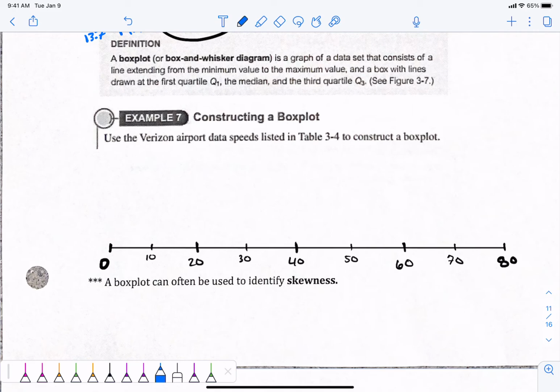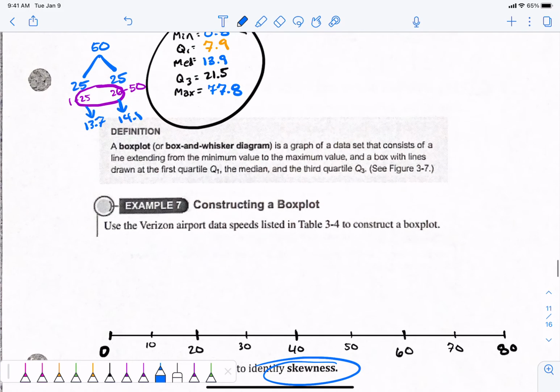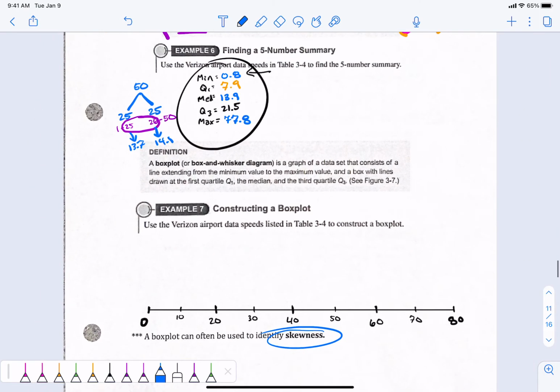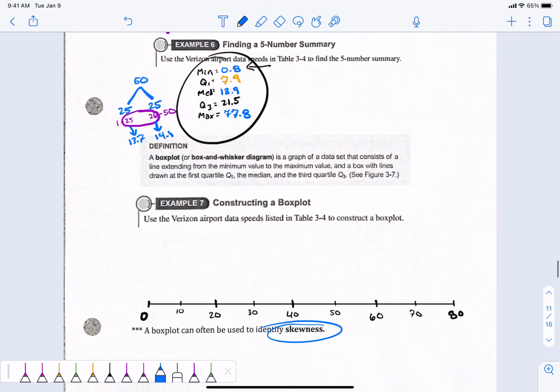A box plot can often be used to identify skewness. Yes, unless you do it the bad way like I just showed you, okay? Sorry. The bad way. Anyway. I knew you were going to catch on to that. As soon as it came out of my mouth, I was like, crap. Anyway, minimum, 0.8. We're going to put a dot right above here, like almost at 0.